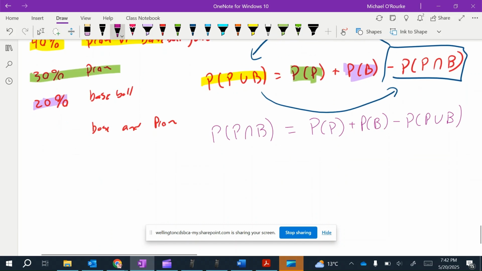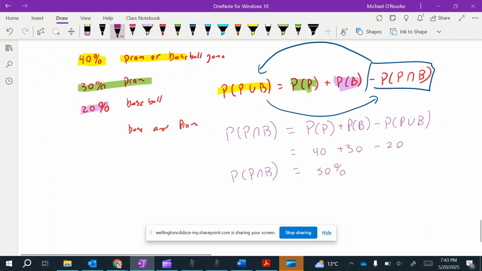And then we can just plug in our numbers, which is 40 plus 30 minus 20. So that equals 50. So the probability of getting someone who's going to prom or going to the baseball game, if I were just randomly checking, would be 50%. So I could put any one of these, give you 3 out of the 4, and you just have to rearrange it.